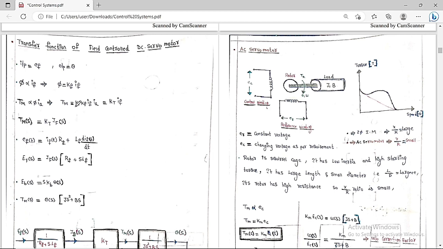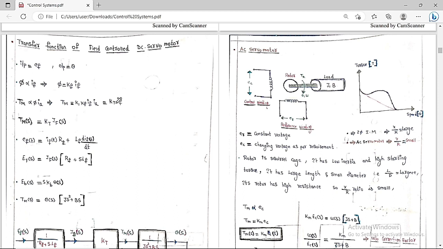Then I am going to assume K into Kf into Ia is nothing but I am going to assume its value is equal to Kt. So this value I have assumed as Kt. And the remaining only variable is If. So the only variable here is If.